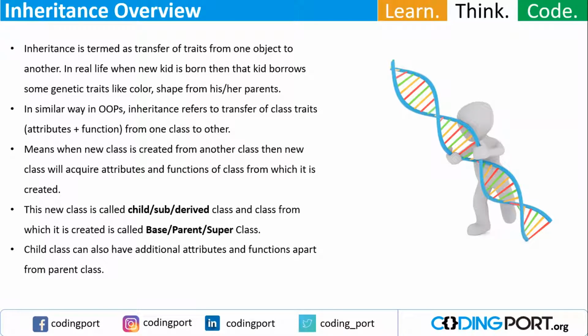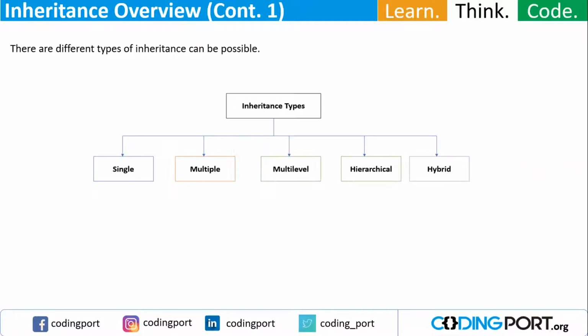This new class is called child class or subclass or derived class, and the class from which it is created is called base class or parent or superclass. We can use any terminology, guys. As I mentioned earlier, a child class can also have additional attributes and functions apart from the parent class. This is a very interesting concept which enables software programmers to reuse existing classes without reinventing the wheel.